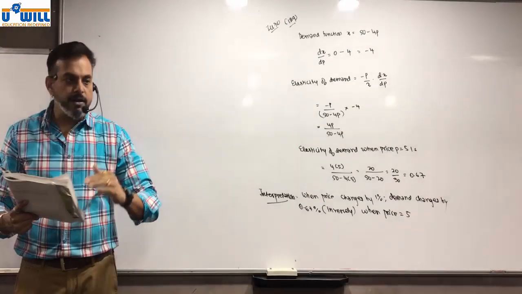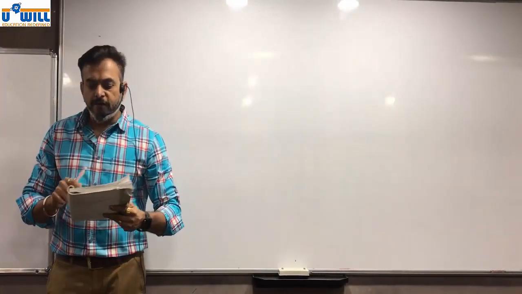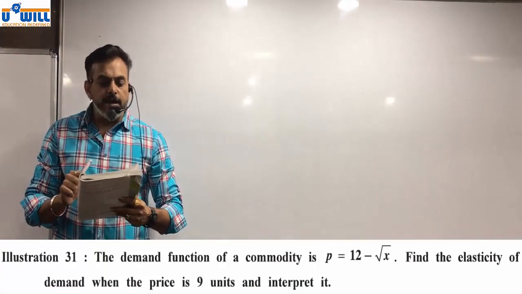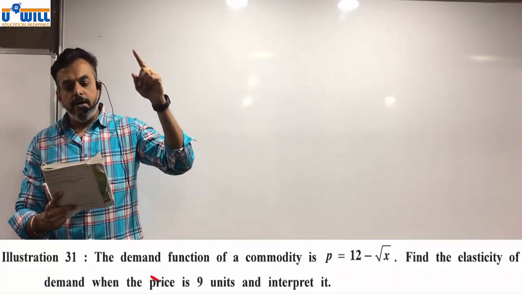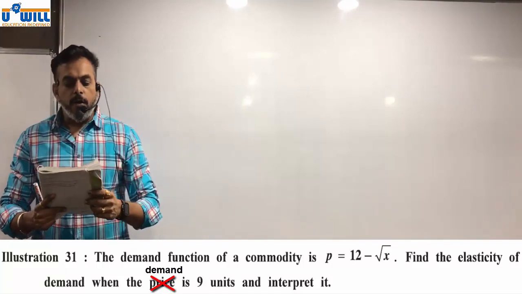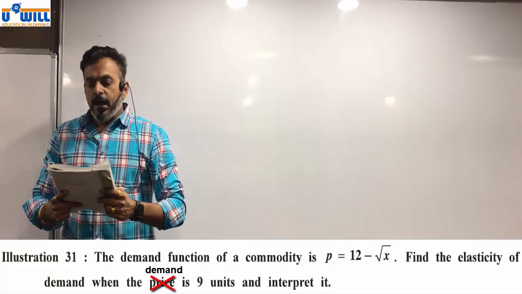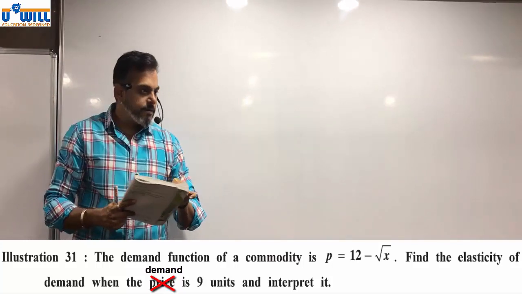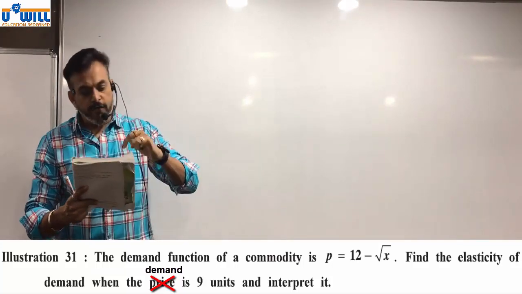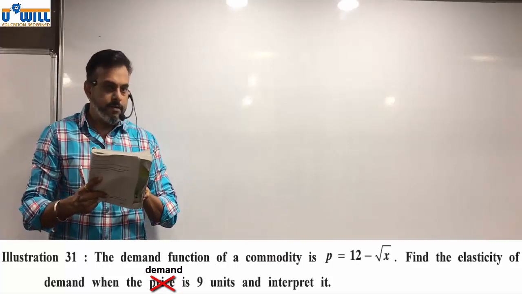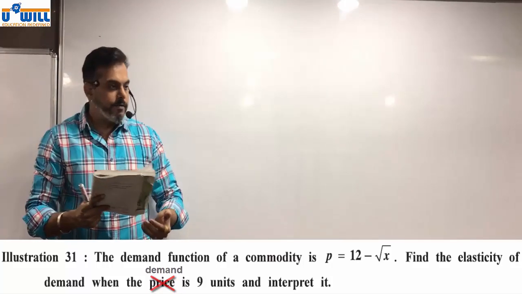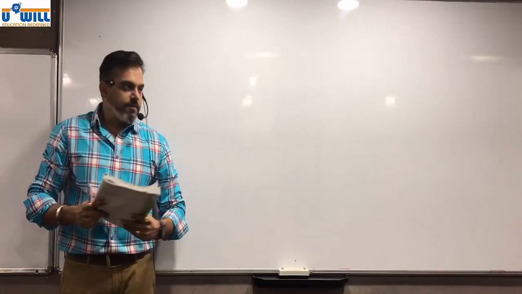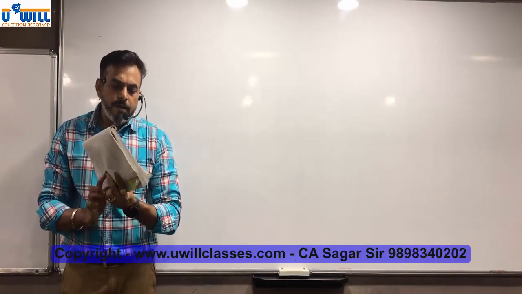Page number 190, Illustration 31. This is a tricky illustration. The demand function of a commodity is P = 12 - √X. Find the elasticity of demand when the demand is 9 units, and interpret it. Did you understand what the problem was? Demand you have to take as 9 units. You can refer to the solution. So we have to find elasticity of demand. In the previous sum, price was given. In this sum, demand is given. Got it?